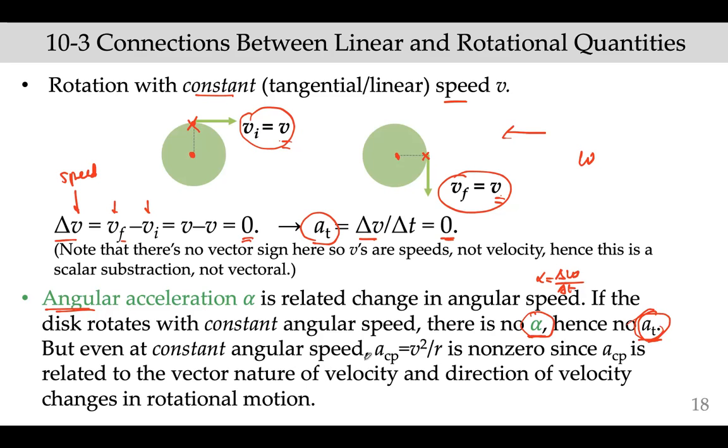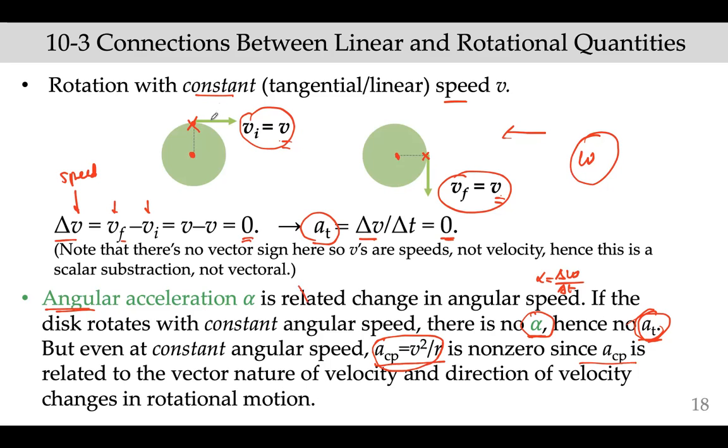But even at constant angular speed, the centripetal acceleration is non-zero, because it only depends on omega. It does not depend on alpha. So even if alpha is 0, because omega is not 0, there is always centripetal acceleration. That's related to the vector nature of velocity, and the direction of the velocity changes in rotational motion.